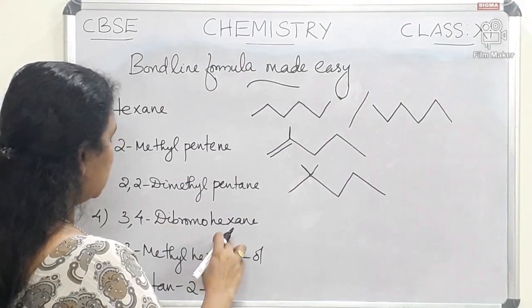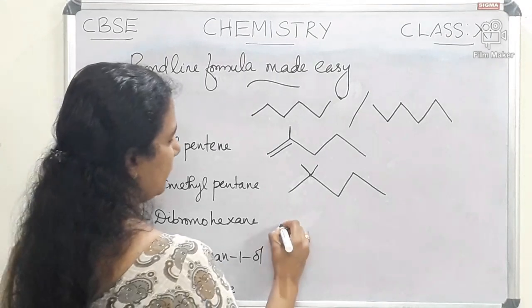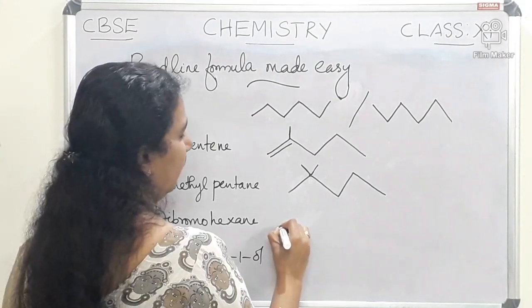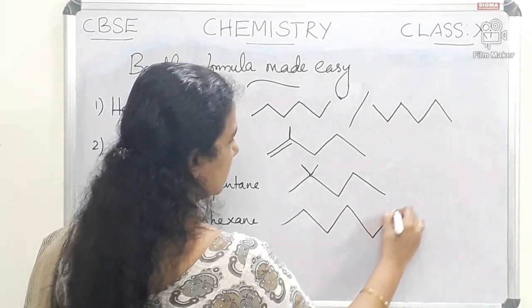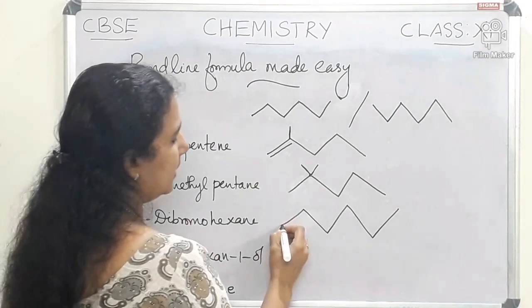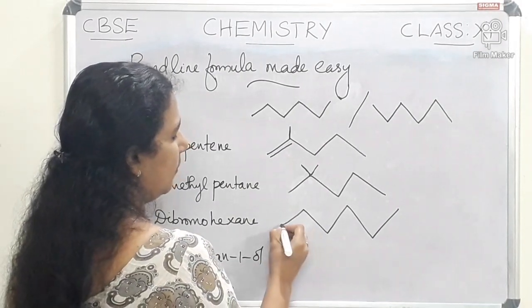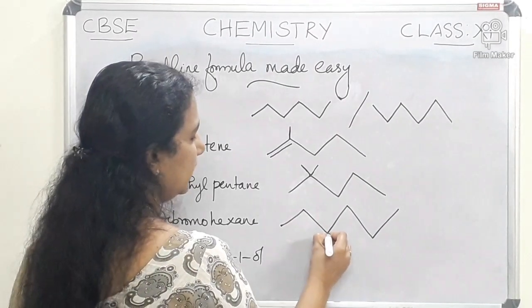Then the next compound is 3,4-dibromohexane. 1, 2, 3, 4, 5, 6. So it is hexane. Then 3, 4: this is the first position, 1, 2, 3, so this is the third position.